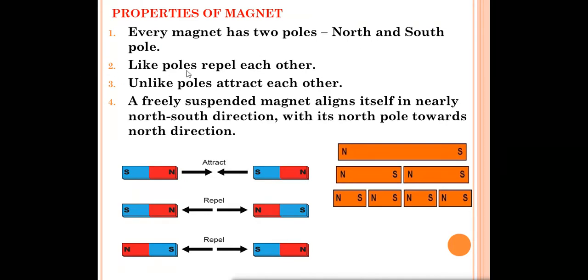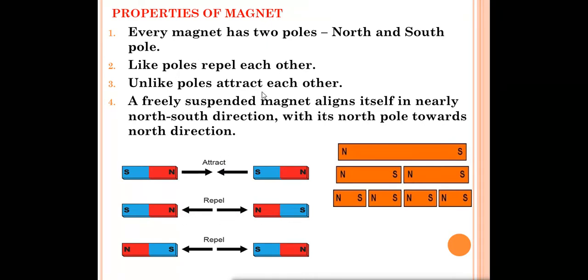The first property of magnet is that a magnet has two poles, north pole and south pole. Second one, like poles repel each other. For example, in this case, it is the north end of a magnet. In this magnet also it is the north end. If the north sides of both the magnets come close to each other, what will happen? They will repel each other. Repel means they will go far away from each other. North and north are like poles, so they will repel each other.